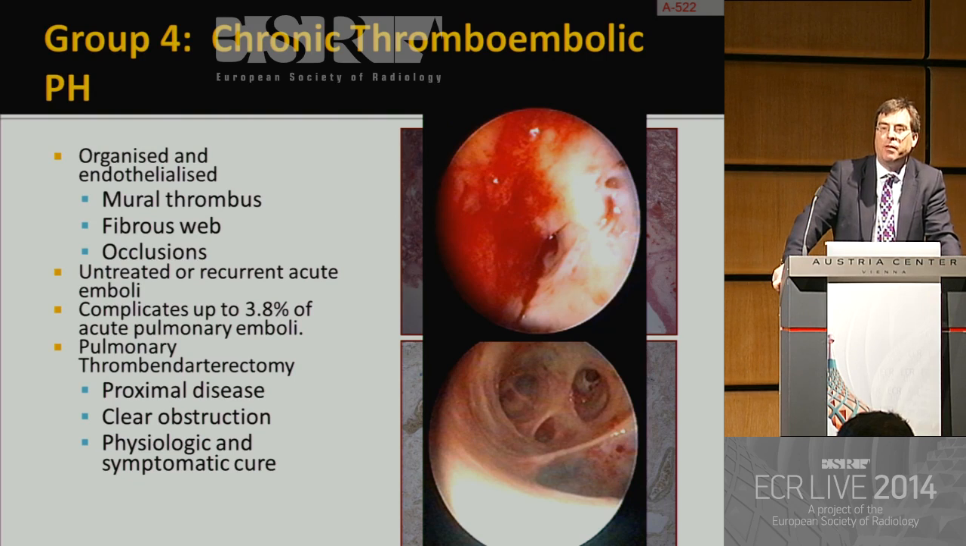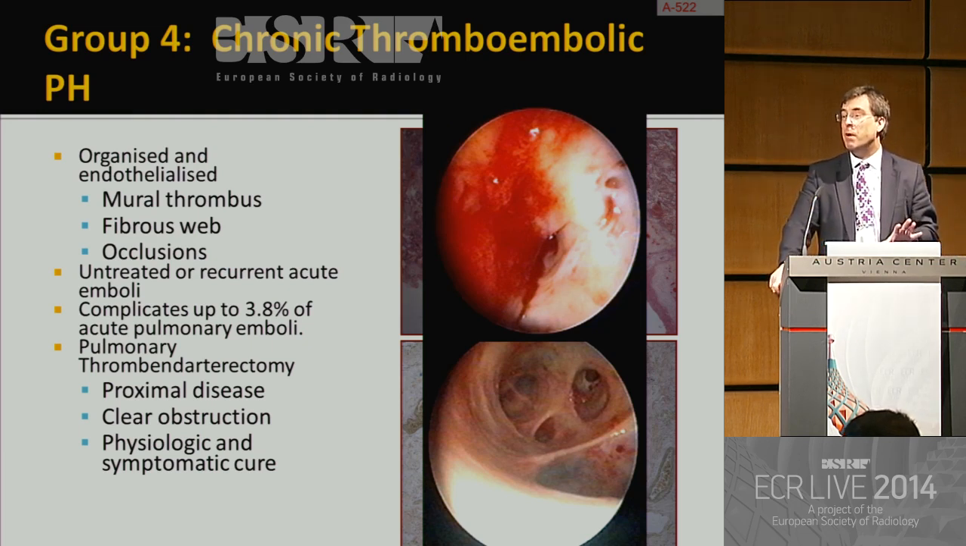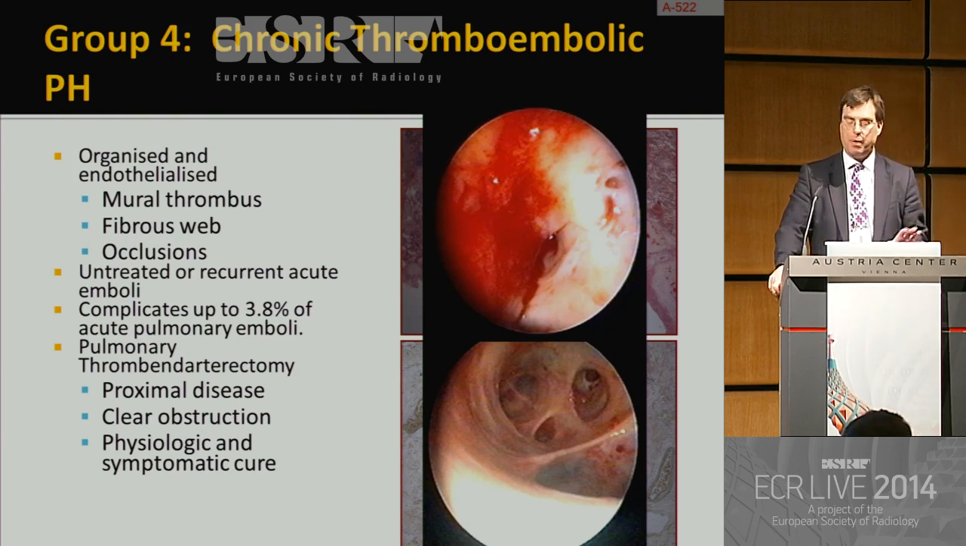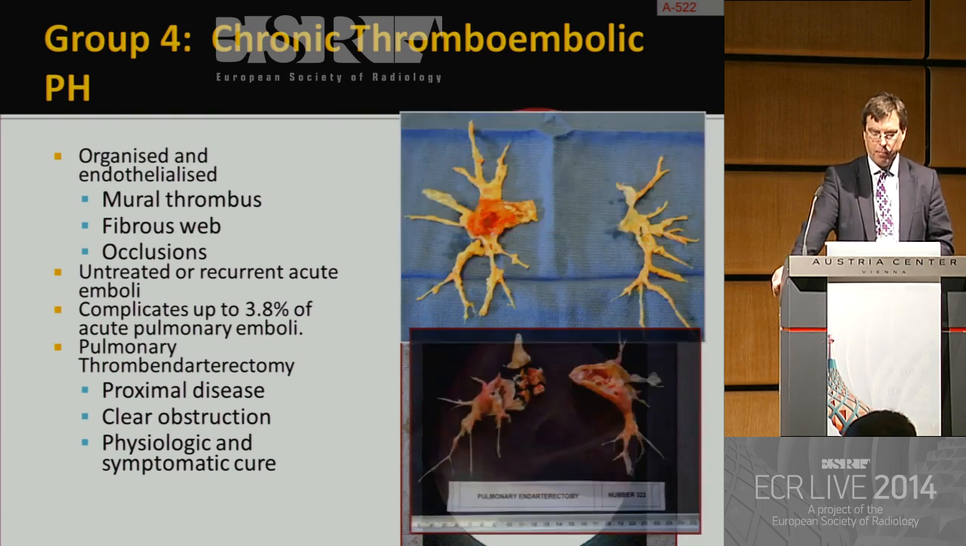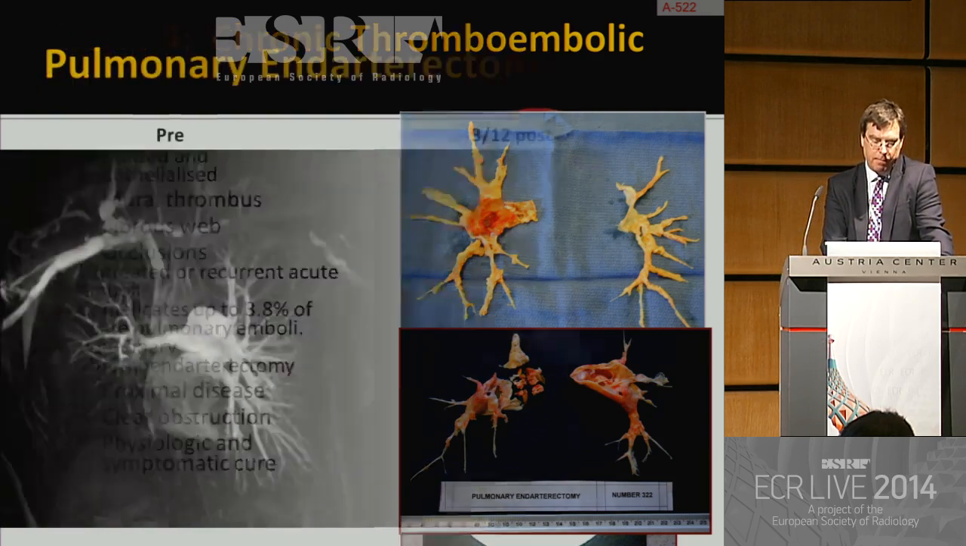The top panel there shows a web almost completely occluding the right lower lobe pulmonary artery. You can just see small punctate fenestrations. The important thing about chronic thromboembolic disease is that potentially the surgeon, if you've got the right distribution of disease, can remove that obstructive burden. They remove casts of endothelium and organized thrombus looking a bit like that, and it has a dramatic effect.